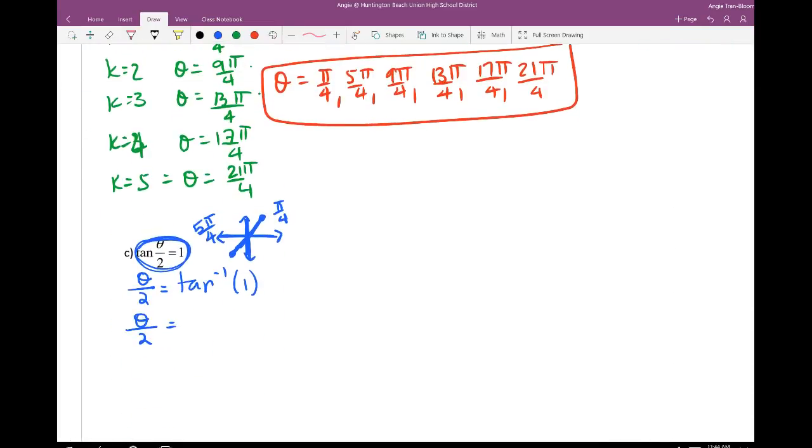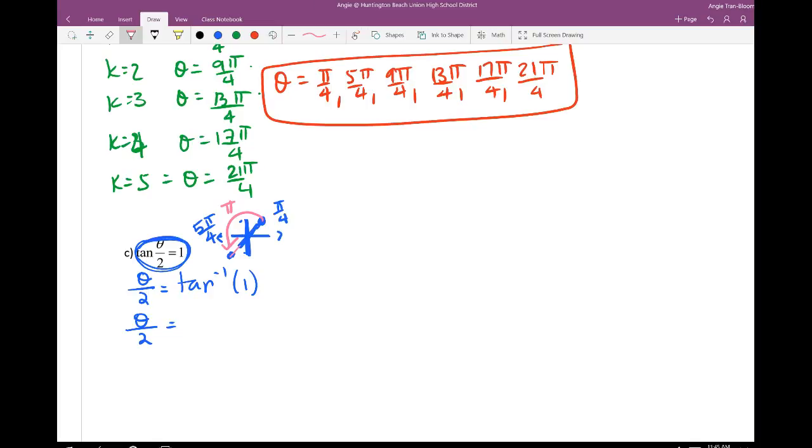But for this one, instead of adding 2 pi to get back to itself, what I can do is add half a circle to get to the second answer. Half a circle is pi. So it's easier, as you can see, to just add a pi.